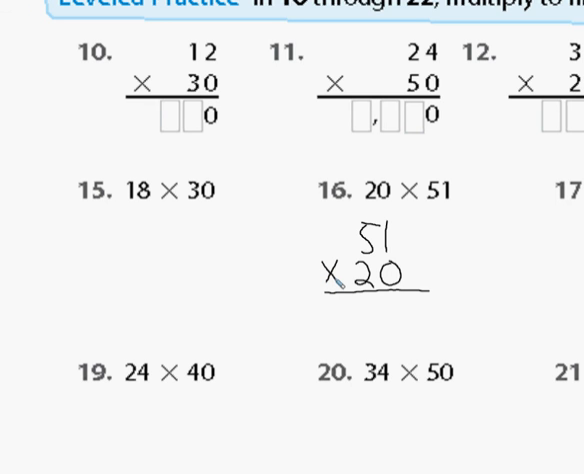Go ahead and bring down the 0. Next step is to multiply 2 times 1 is 2. And the last step is to multiply 2 times 5, and 2 times 5 is 10. So 51 times 20 is 1,020.